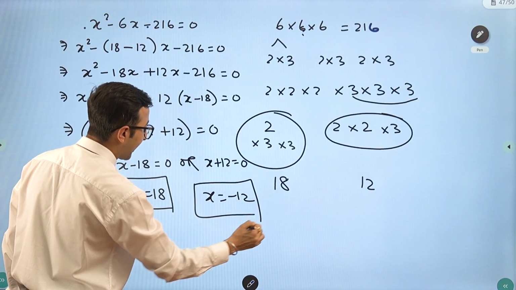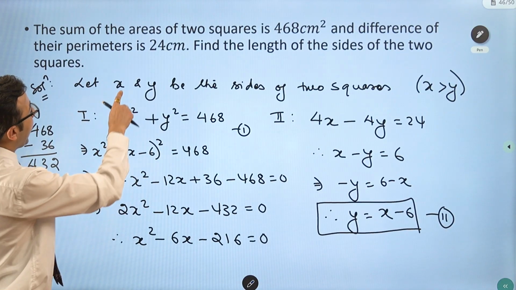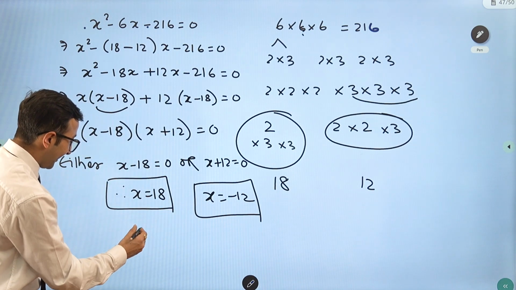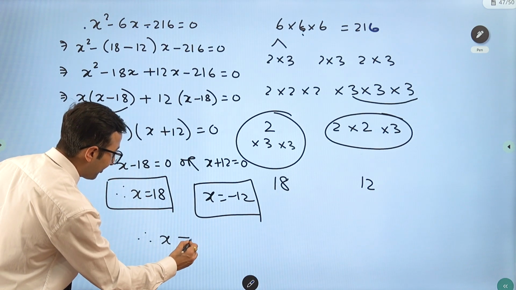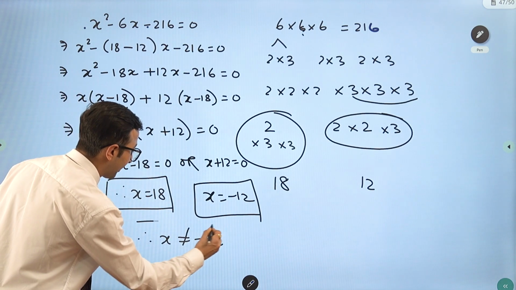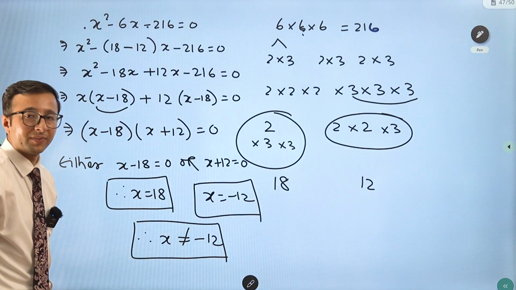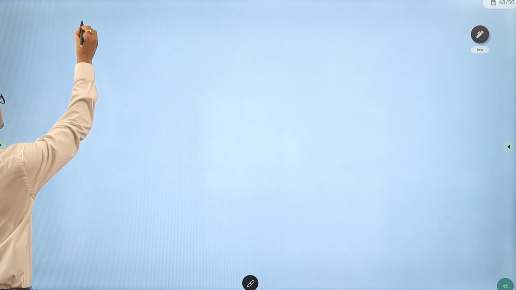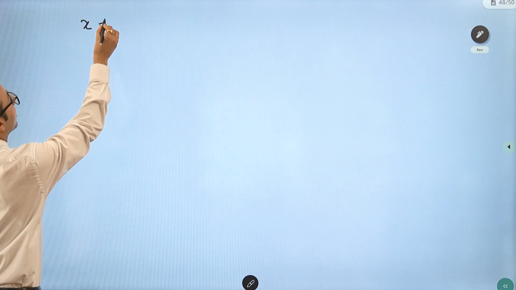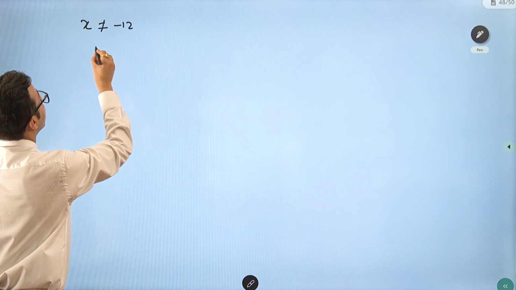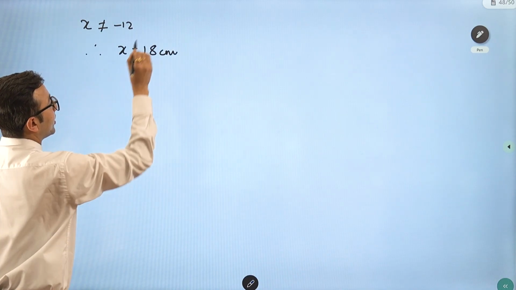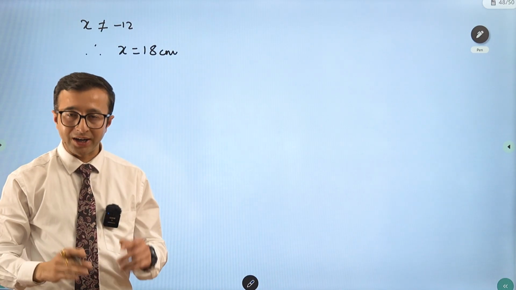But what is that x? x and y are the sides of a square, so x cannot be equal to minus 12. So we got one of the sides of the square. I'll write here x cannot be equal to minus 12. Therefore, the value of x is 18 centimeter. So we got the side of one of the squares.